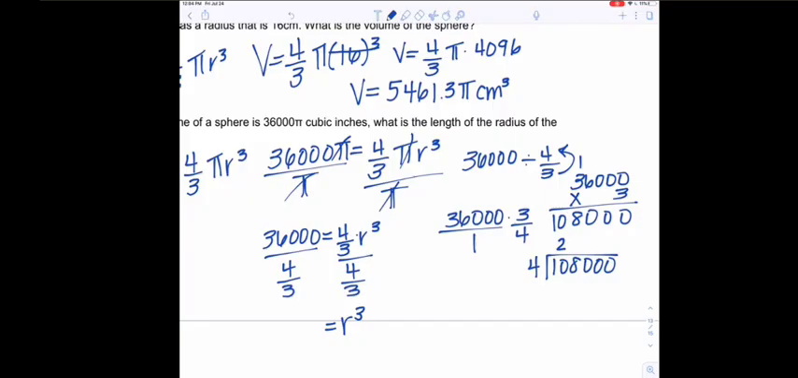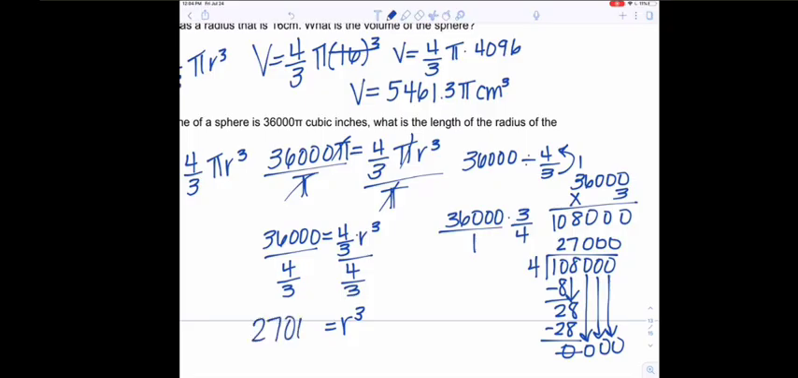So 4 goes into 10, 2 times. 4 times 2, 8. 10 minus 8 is 2. Bring down the 8. 4 goes into 28, 7 times. 4 times 7 is 28. 28 minus 28 is 0. And I have to bring down every 0. 1, 2, 3. So it's 27,000. Okay? So this is a big number.